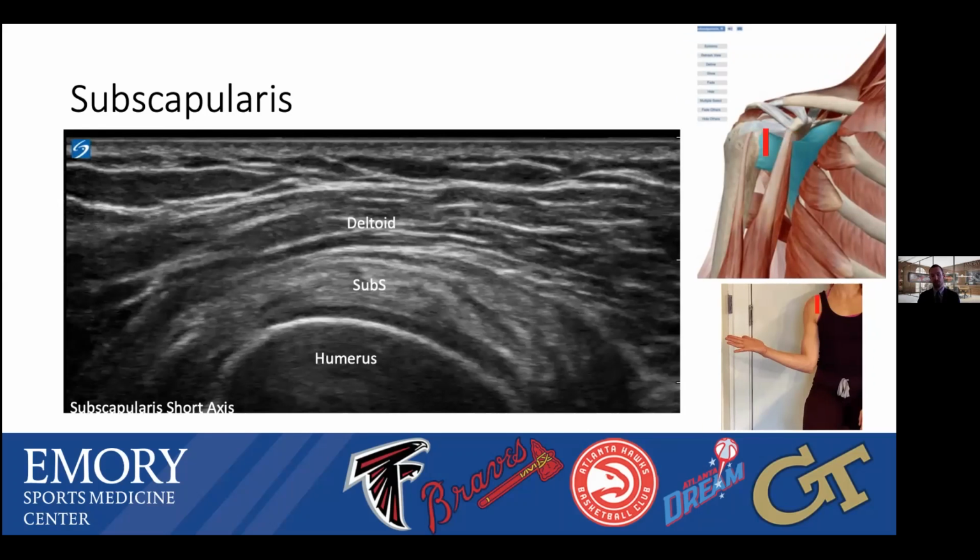And you go into short axis to take a look at the subscap in this area. And what you can see is that the subscap has these musculotendinous slips. So there's little focal areas of hypoechogenicity. You don't want to miscall this for a tear. These are just the normal musculotendinous slips of the subscap tendon.